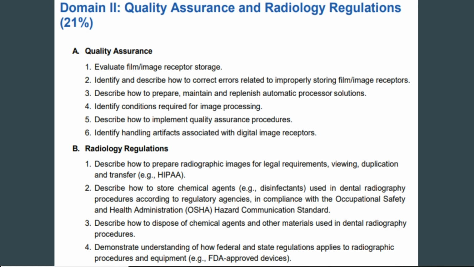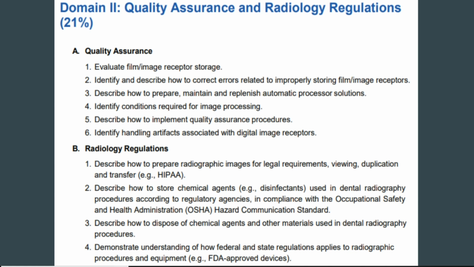preparing, maintaining, and replenishing automatic processor solutions. How do we implement quality assurance procedure? What are those steps that we are taking to make sure that everything is working properly? B is radiology regulations. So describing how to prepare radiographic images for legal requirements, viewing, duplication, and transfer.